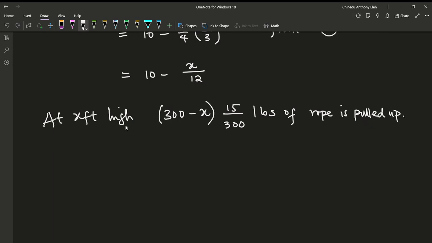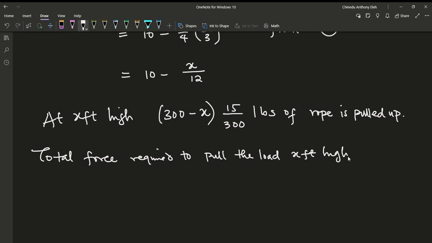So at x feet high, this is the amount of rope that is lifted up. All right. So the total force required to pull the load, which is the water, the bucket, and the rope, x feet high, is what? F.